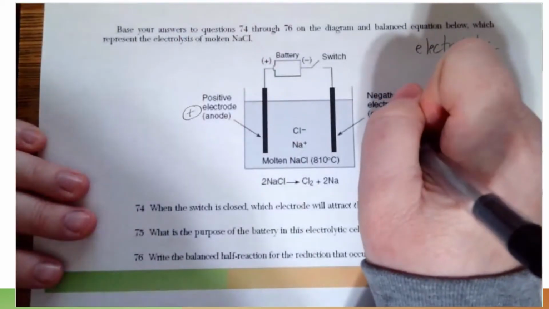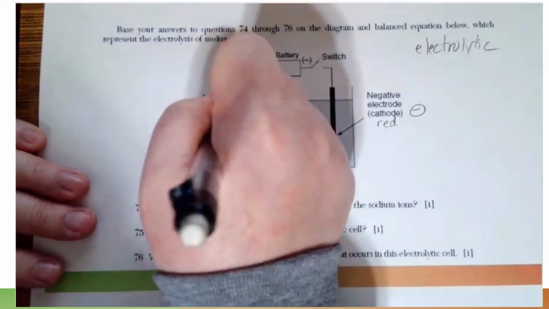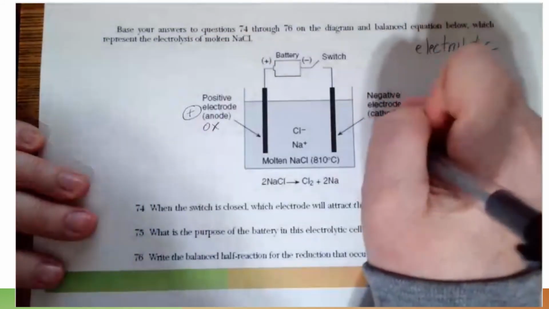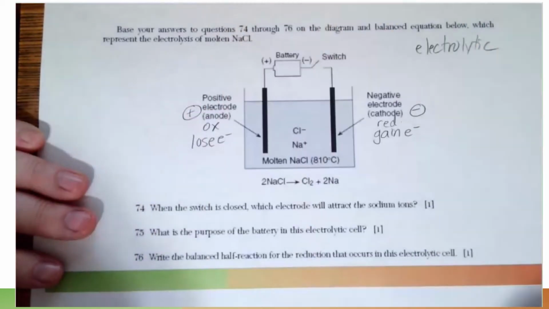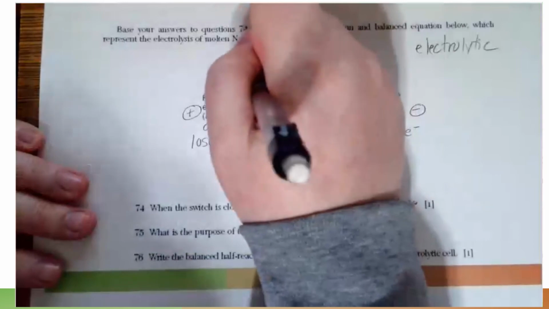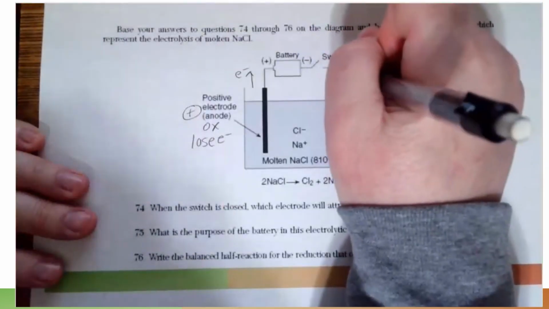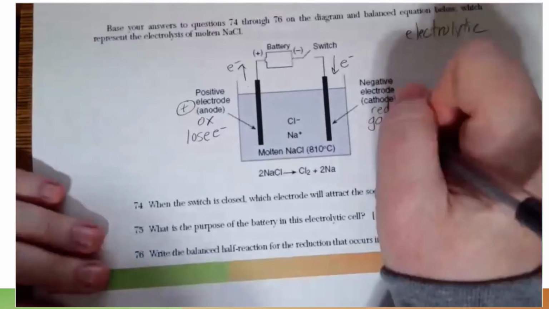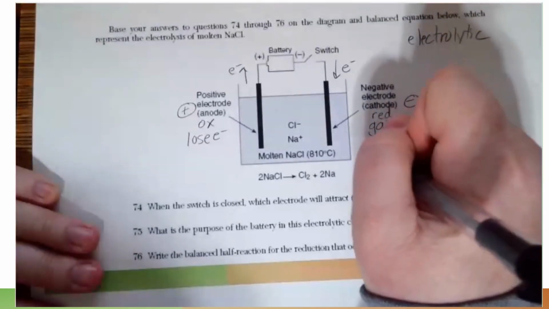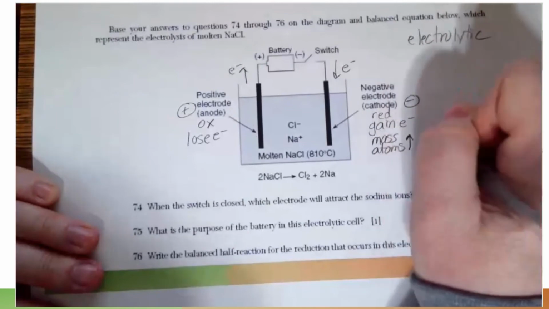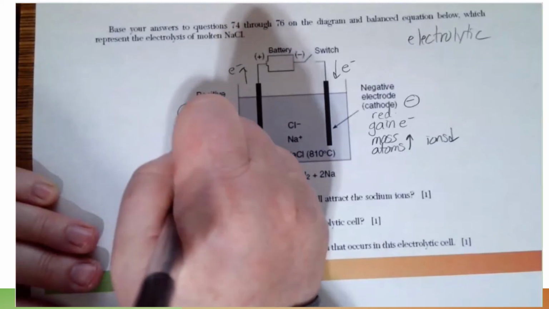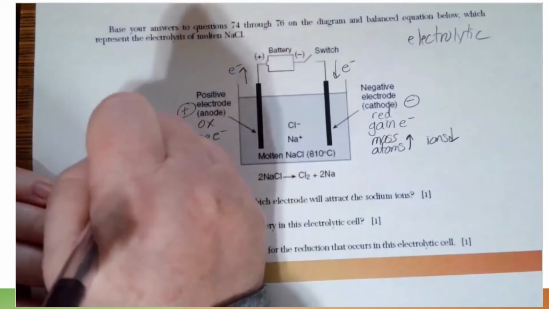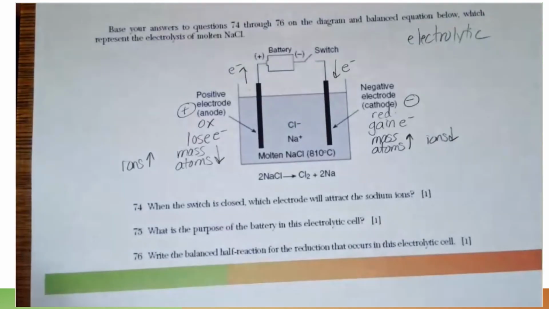What I need to know is that reduction happens at the cathode, oxidation at the anode, so this side is gaining electrons, this side is losing electrons. Electrons flow from anode to cathode, so the electrons would be going this way. Okay, and since it's gaining, we have mass and atoms going up, but ions going down. And on this side, since we're losing electrons, the mass and atoms go down, but the ions go up. All right, let's see if those things help me at all in answering this question.